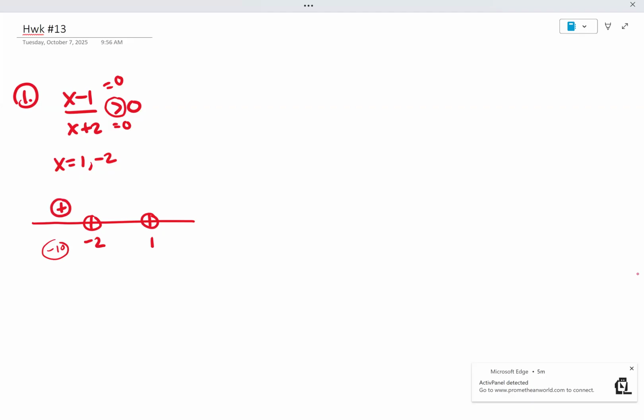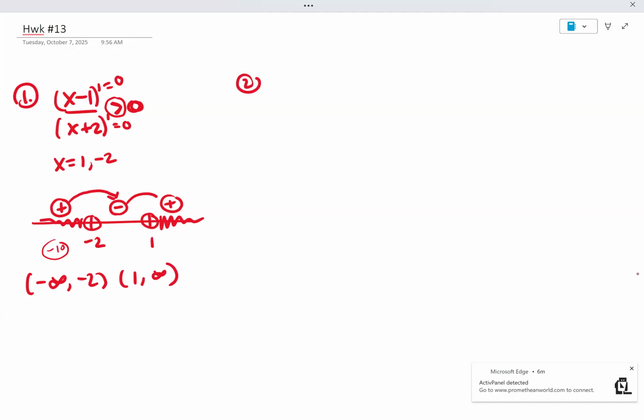These signs will alternate as a shortcut because each of these powers are odd. So it's going to go positive, negative, and then positive. Where the inequality is greater than 0 is where the number line is positive. Everything is pretty obvious. So then it's -infinity to -2, and then from 1 to infinity.